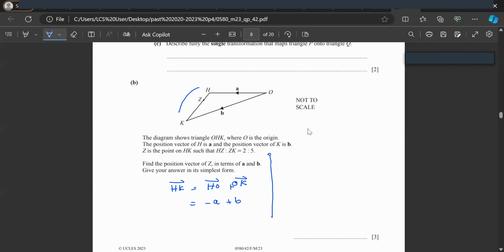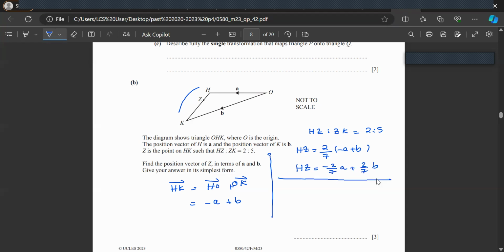He's telling me that HZ to ZK equals 2 to 5. What is the total of them? 7. So how to get HZ? Its portion, which is 2 over the total, then open bracket and write the total one, which is HK, which we got as negative A plus B. So for now, we got HZ equals negative 2/7A plus 2/7B.